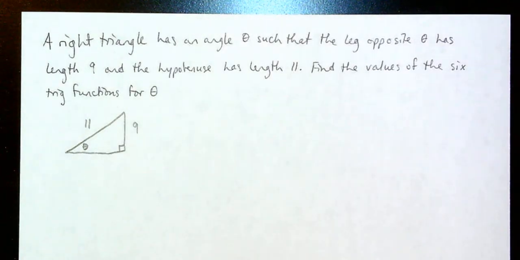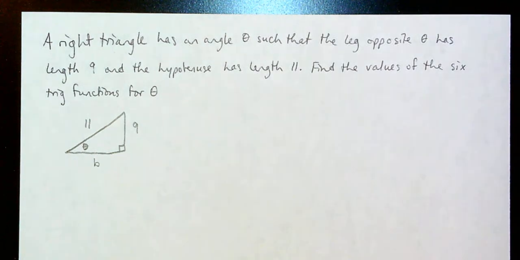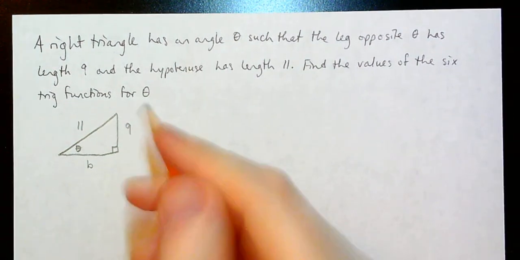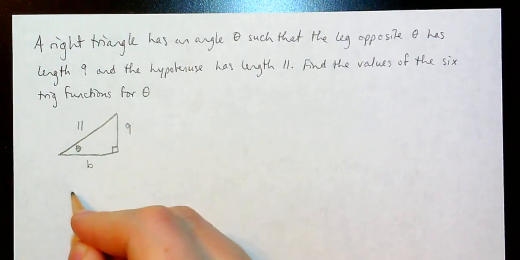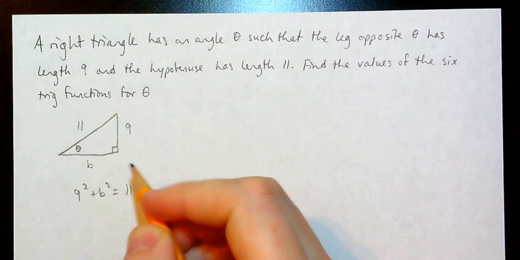And we need to find the values of our 6 trig functions for this angle theta. Well, the first thing we need to do is find the length of this missing leg here. Find our b value, if you compare it to the picture from the other page. Well, we use our famous theorem, the Pythagorean theorem. A squared plus b squared equals c squared, or 9 squared plus b squared equals 11 squared.